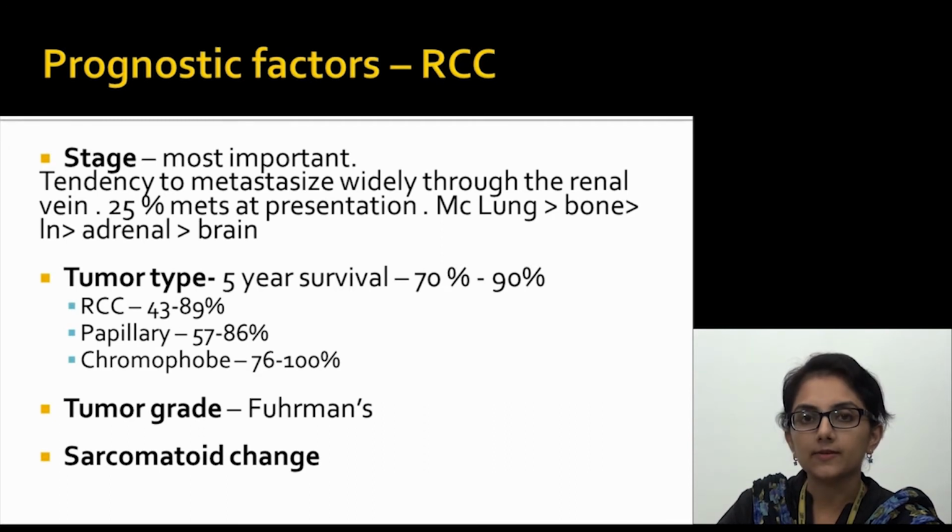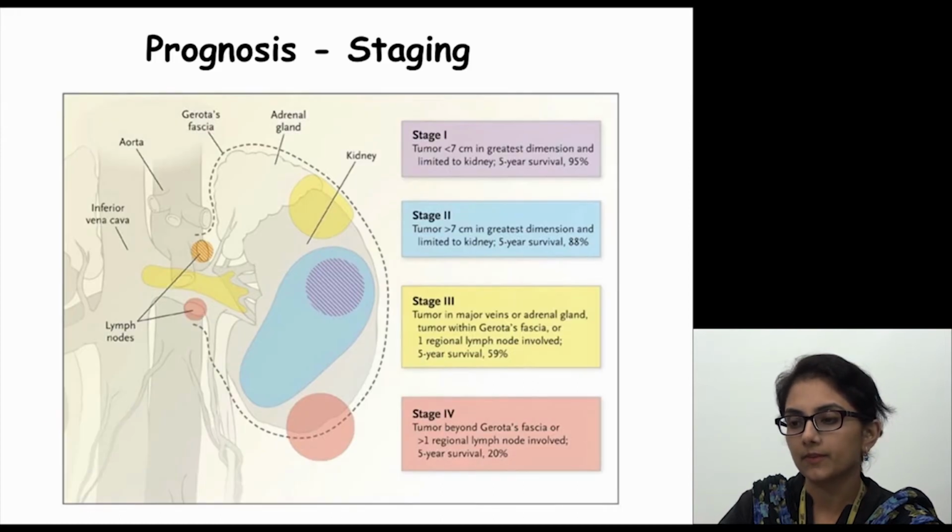The next important prognostic factor is the tumor grade, which is determined by Fuhrman's nuclear grade when we look at the details. And then we look for presence or absence of sarcomatoid change in this epithelial tumor. So let's look at the staging and how renal cell tumors are staged.